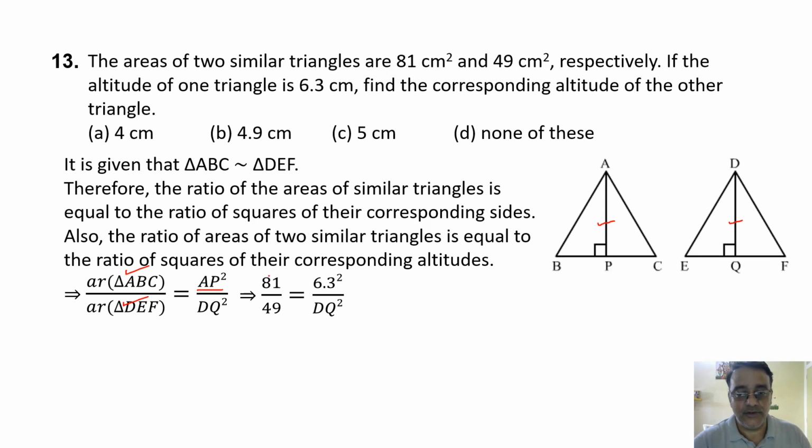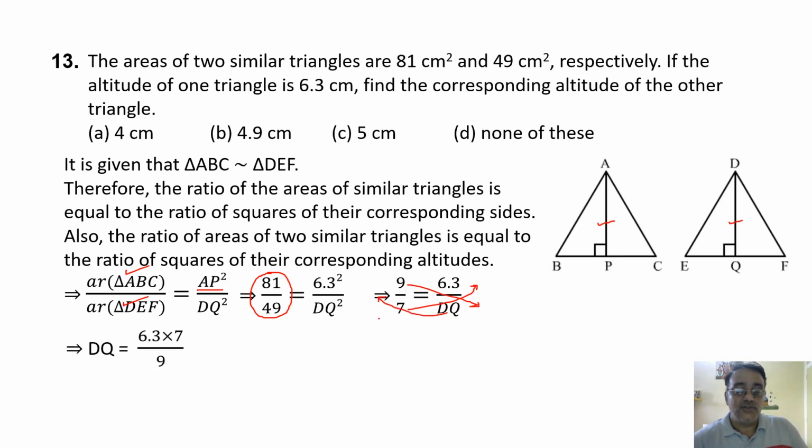Right? Now we are going to find the square root. What is the square root? 9 by 7. Right. So DQ will be equal to 6.3 into 7 upon 9. Okay, DQ we will shift to the left side. So 6.3 we can cancel with 9. So we will get 0.7. So what is the final answer? 4.9 centimeter. Very good. So which option is the correct one? Option B.